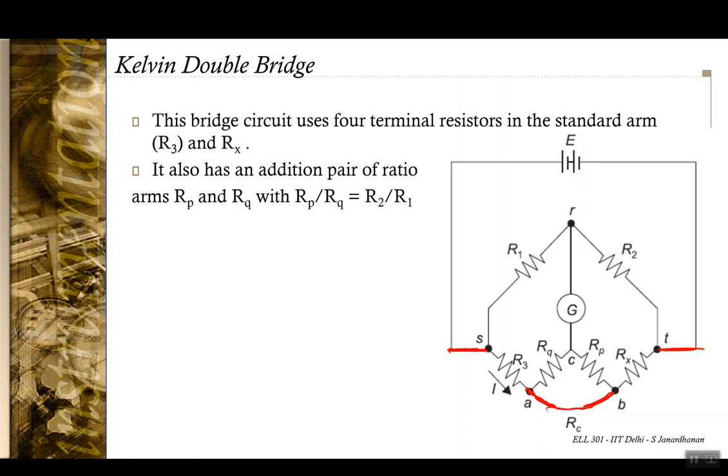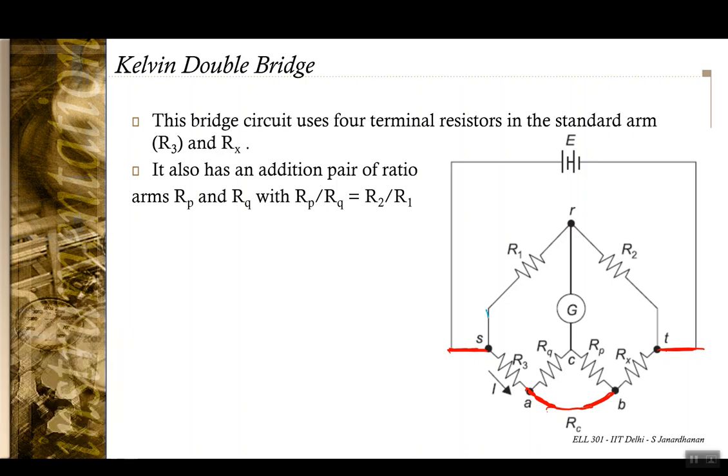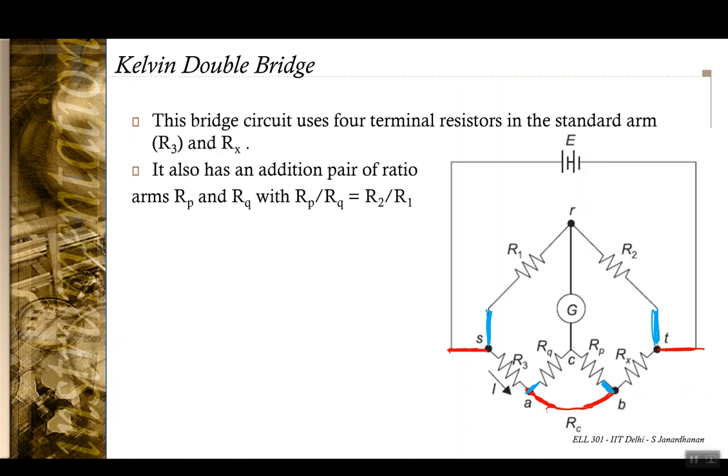And the voltage terminals are these terminals. Through the voltage terminals, you connect to the other resistors in the circuit. In addition, you have 2 more resistors, RP and RQ, which are chosen in a manner such that RP by RQ is R2 by R1.